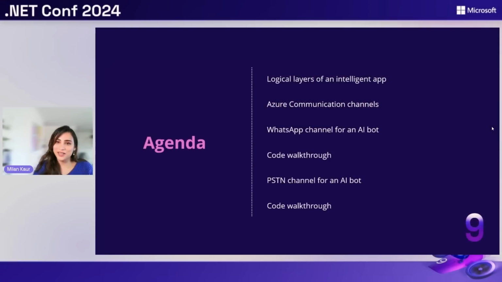Here's a look at the agenda. I'll talk about the logical layers of an intelligent app, how Azure Communication Channels add value to one or two of these layers. And then I have two demos for you. One is a WhatsApp AI bot for customers' inquiries, followed by a code walkthrough. And then I'm going to show you a phone calling bot that uses telephony as a channel to talk to customers and take orders for a cake on the phone. And again, we'll have a code walkthrough for you.